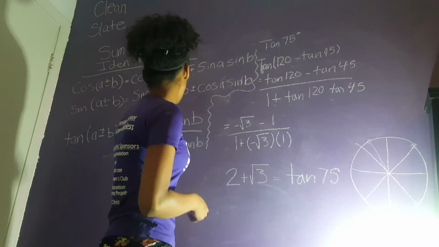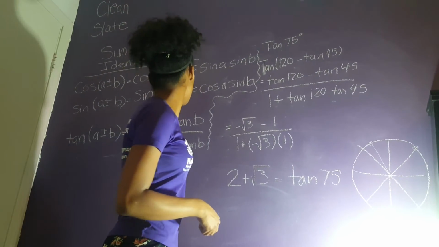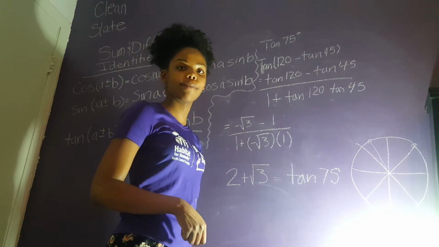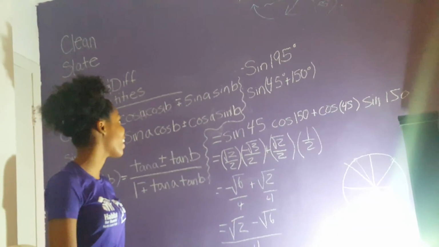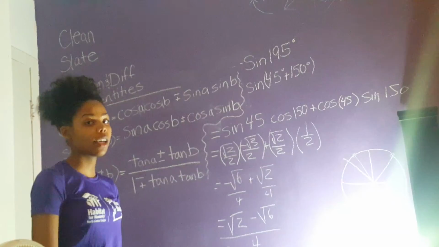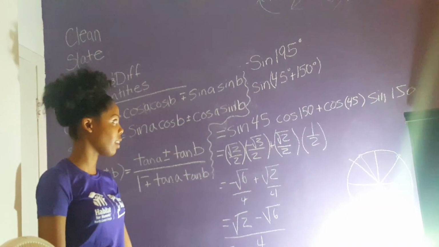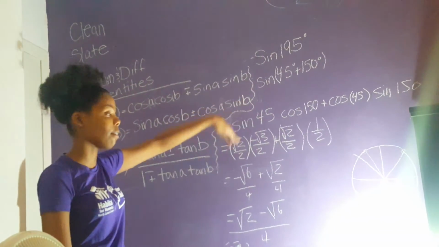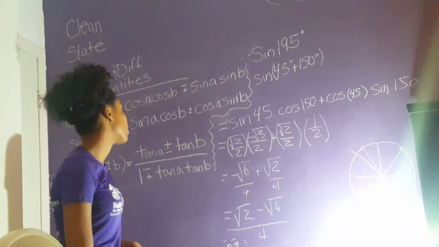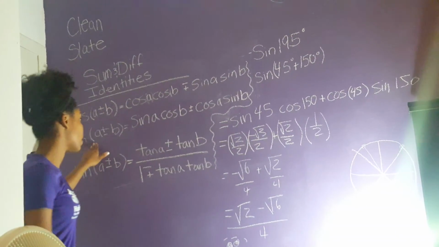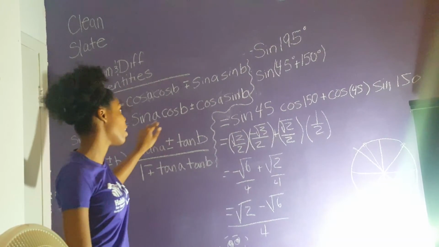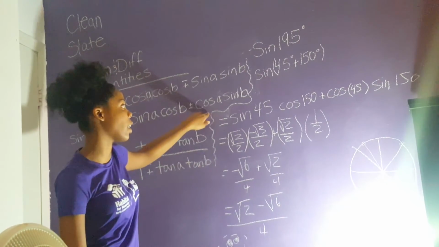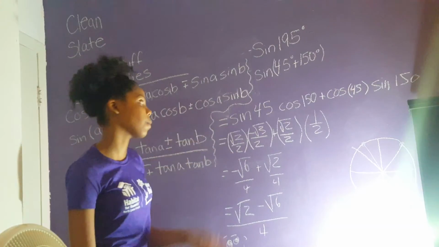Now we are going to move on to our sum or difference of sine identity. In this case, we're going to do our sum of our sine identity. So if you look back, you know that our sine identity is sine of a plus b equals sine a cosine b plus cosine a times sine b.